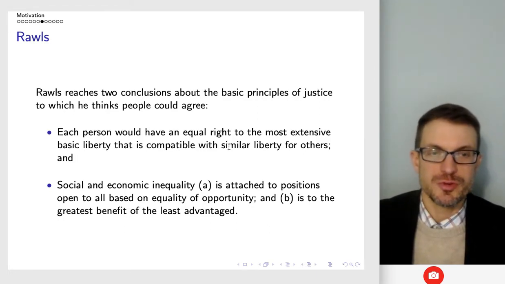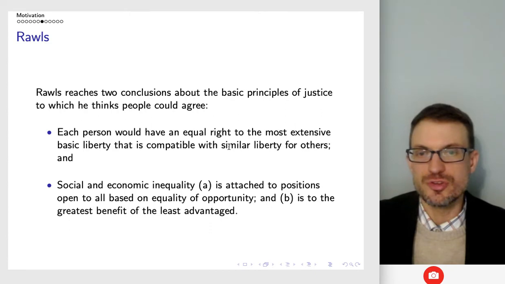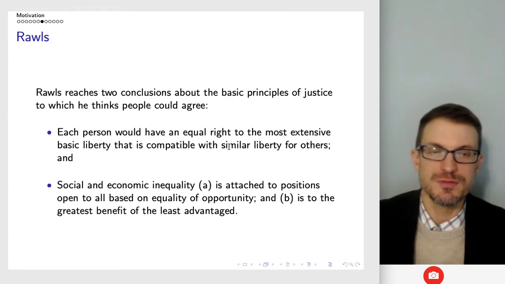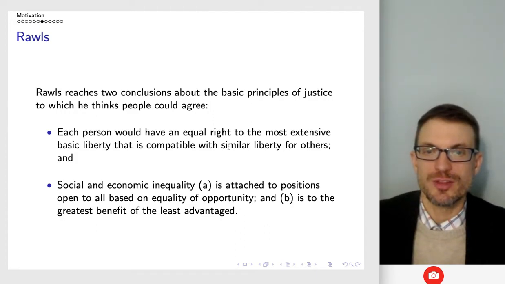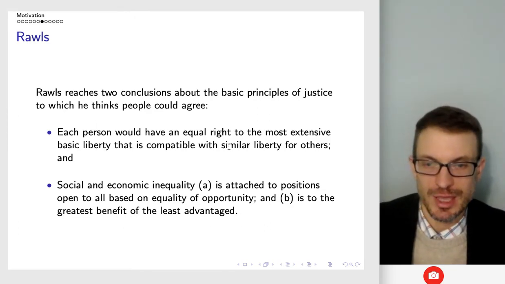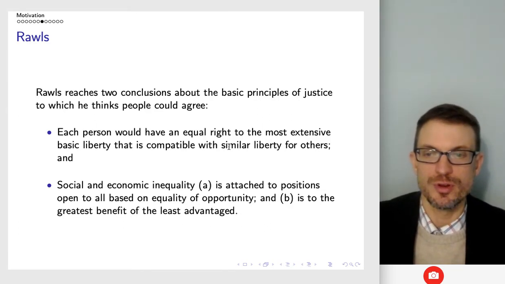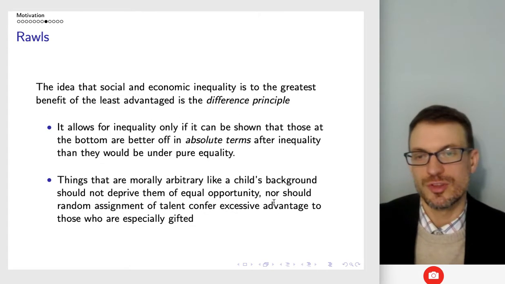All right, so as a result, Rawls reaches two basic conclusions about the principles of justice that people could agree to. Firstly, that each person would have an equal right to the most extensive basic liberty compatible with similar liberty for others. That's interesting. Secondly, that social and economic inequality must be attached to positions open to all based on equality of opportunity and to the greatest benefit of the least advantaged. Now that second part's really interesting, the way that this gets developed, right?